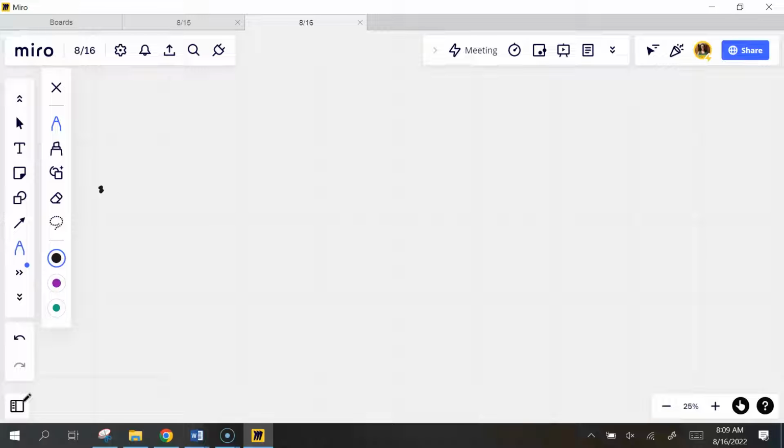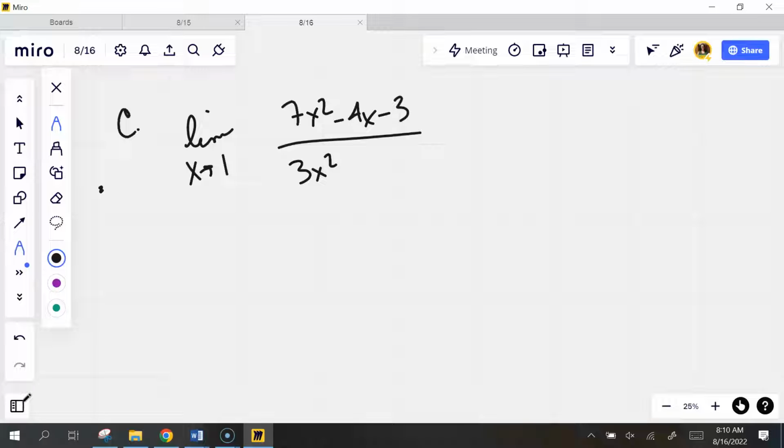Yeah, so I started. Are you talking about the back side or the front side? Second page. I got 5 for A, 5/3 for B, 5 for C, 1 for D, 1 for E, and that's as far as I got. Yes. And C? All right, so C is the limit. I think all of these were algebraic. The limit as x approaches 1, and I have 7x squared minus 4x minus 3 over 3x squared minus 4x plus 1.